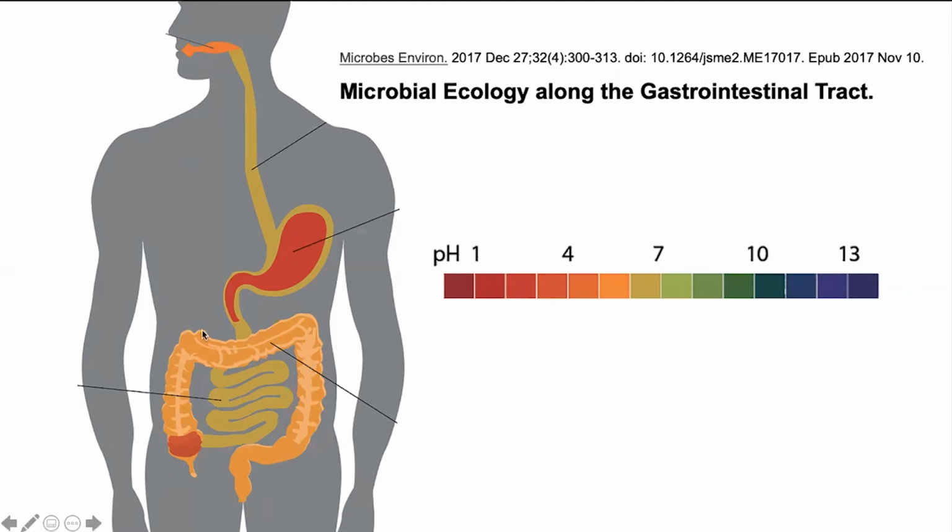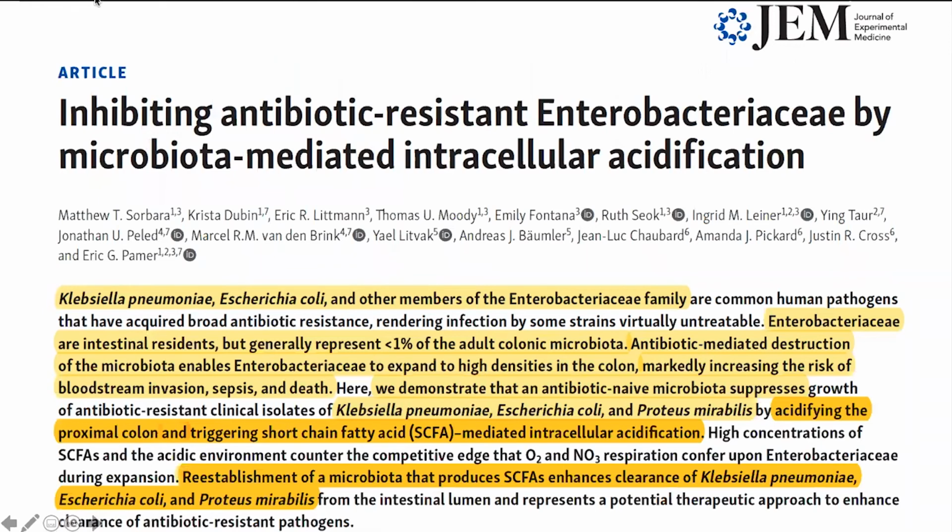So just going to go through a quick example of that here. This is a really interesting paper that was published recently. The title is Inhibiting Antibiotic-Resistant Enterobacteriaceae. So that's in the Proteobacteria phylum. That's a particularly inflammatory group. So inhibiting that group by microbiota-mediated intracellular acidification. To cut to the chase, they mentioned Klebsiella and E. coli as the examples they're looking at here.